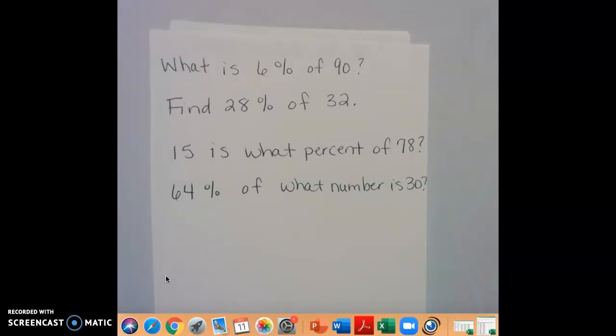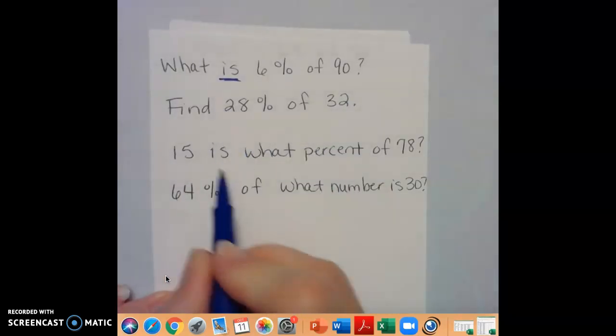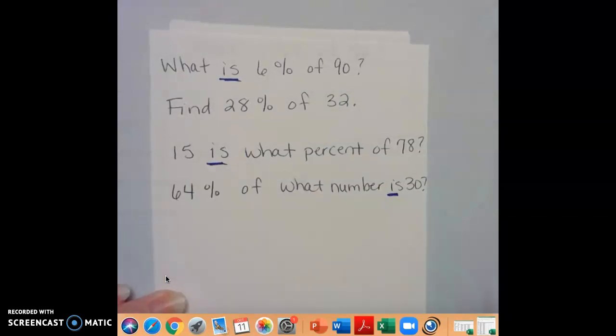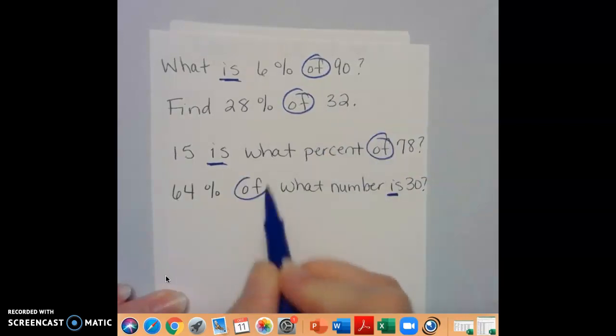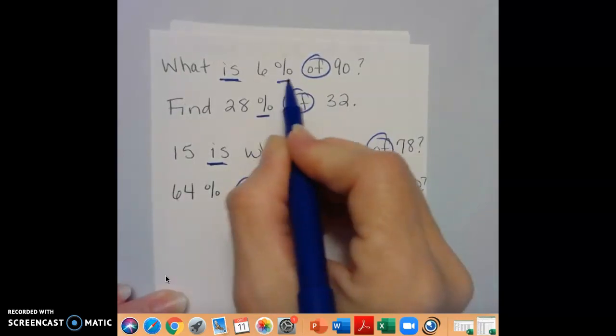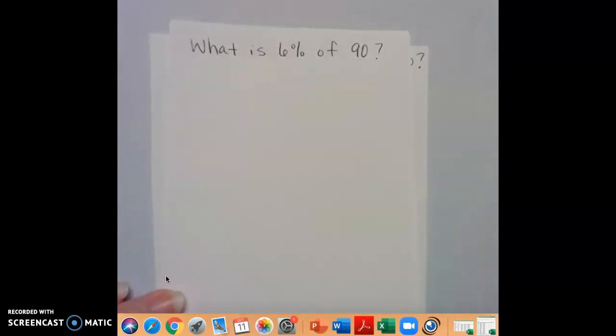So before we start, I want us to look at some key words that we see in all of these problems. I see a lot of is's. I see a lot of ofs. And I see a lot of percents. So keeping that in mind, we're going to make us a rule real quick before we start solving these.